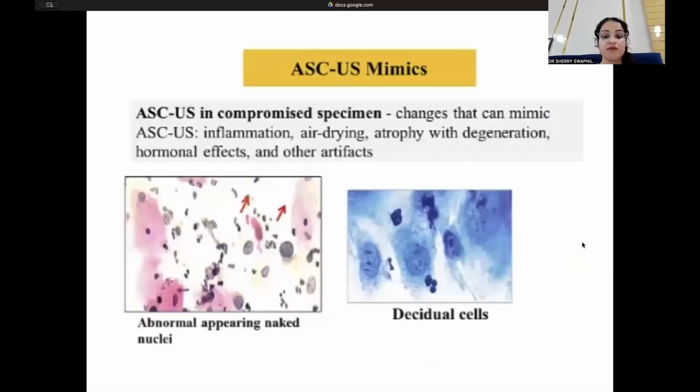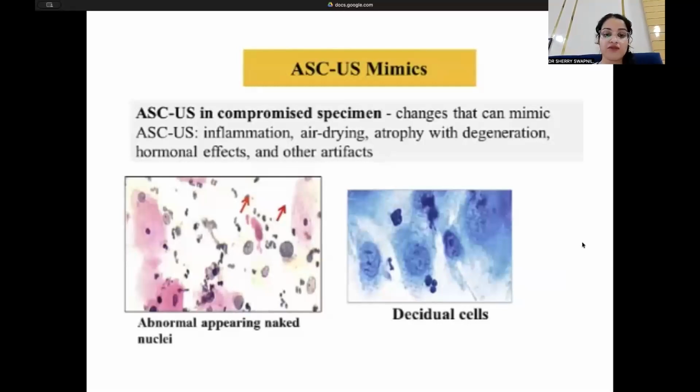So ASCUS mimics abnormal cells. Naked nuclei could be because of inflammation, drying artifact, or atrophy with degeneration. And generally, in case of postpartum females, we do see deciduized stromal cells. These cells can be confused because they have an obviously increased nucleus, high NC ratio, and vesicular nucleus. So this can be confused with ASCUS or atypical cells.